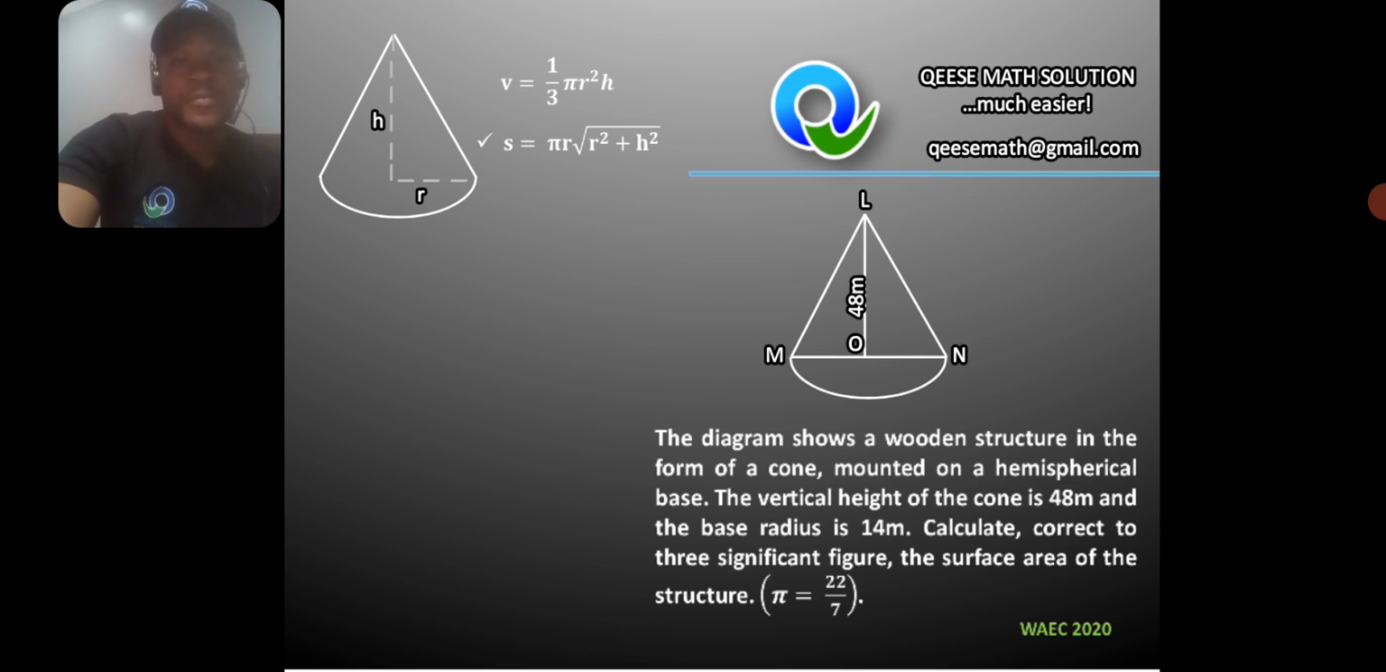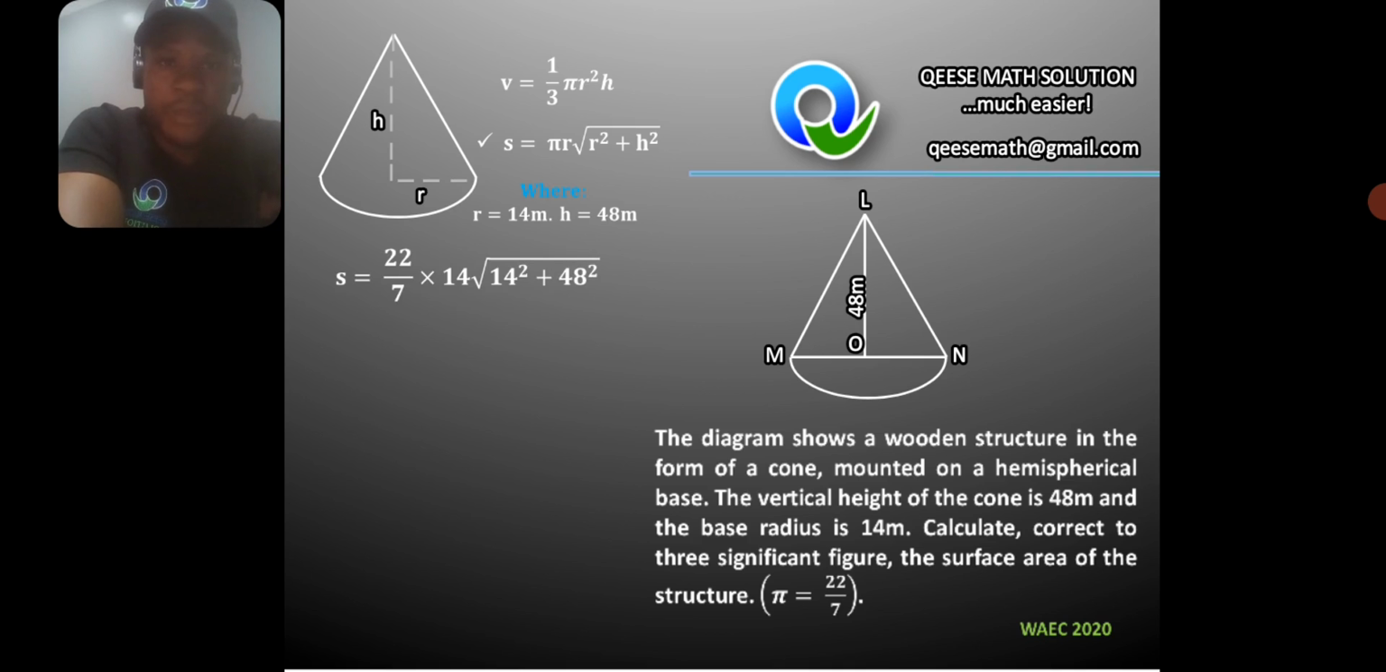We will not be working with the volume because the question is revolving around the surface area, where we also have our r as 14 meters and our height as 48 meters, right? So this brings us to our first mathematical expression, which is this. Surface area would be 22/7 times 14, square root of 14 square plus 48 square.